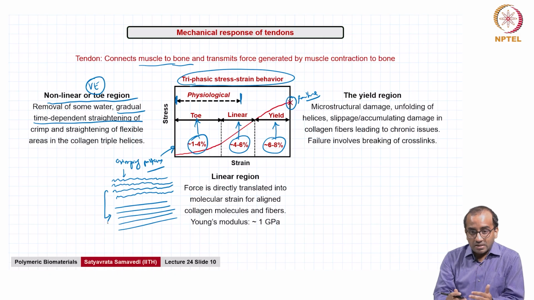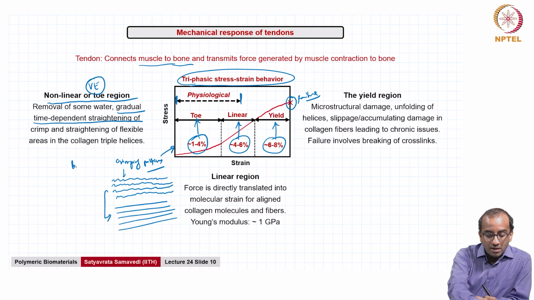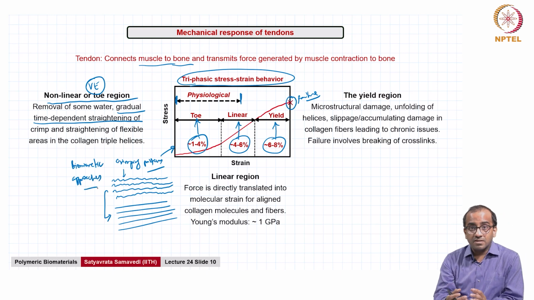And this crimping pattern is so important that a lot of engineering strategies will employ biomimetic approaches. Now, biomimicry is a word we have seen in one of the earliest lectures in this course, and because the crimping pattern contributes to these kinds of properties in collagen and in tendons, many engineering approaches to make replacements, right, tendon replacements, etc. If you do a quick search and look for biomimetic approaches, you will find that many of them try to recapitulate the crimping pattern.